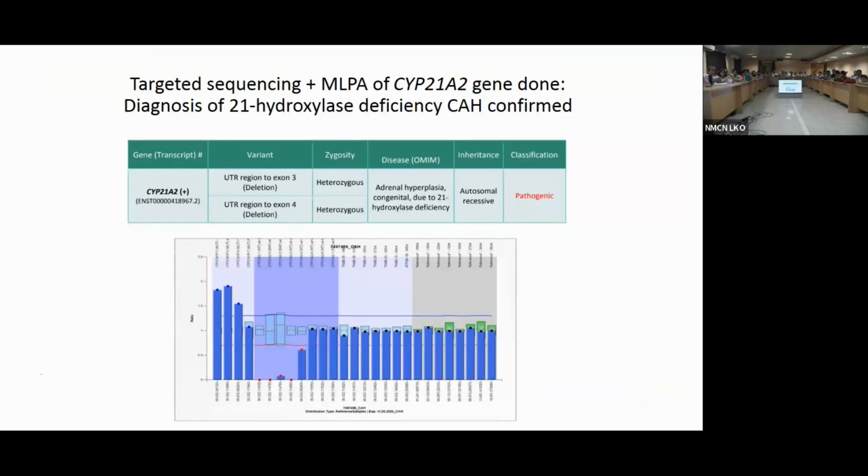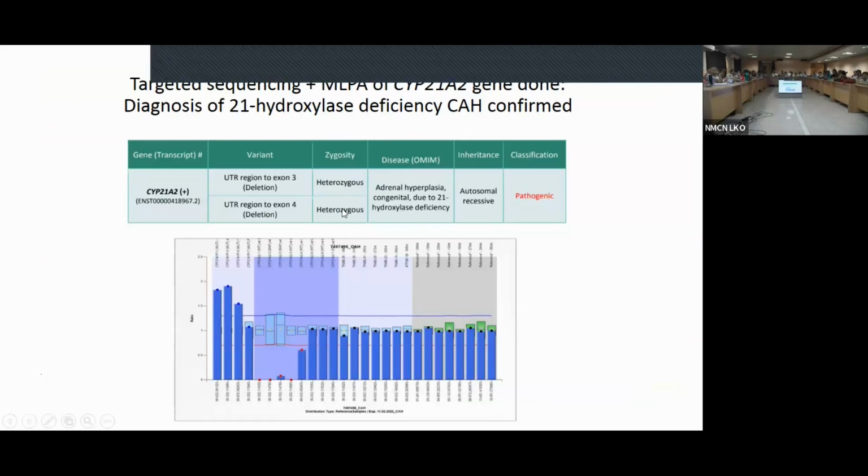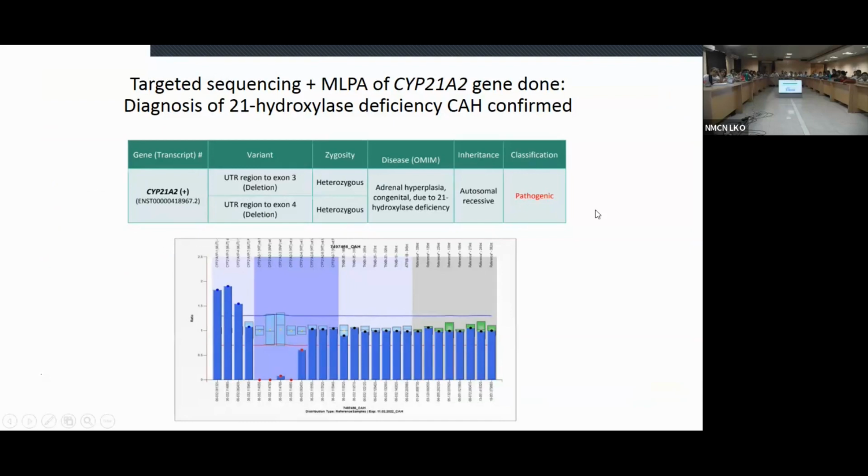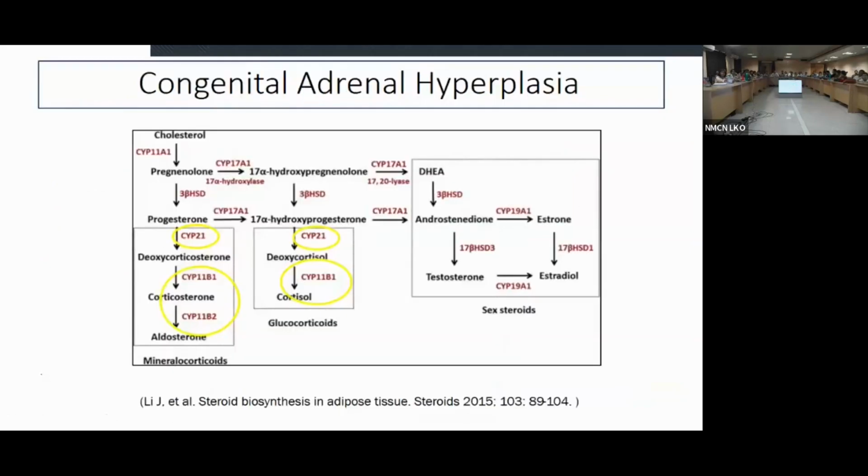And what we would do here, and I'll tell you why later, we would do a targeted sequencing plus MLPA, multiplex ligation-dependent probe amplification study of the CYP21A2 gene. And by doing that, we did find that the child had compound heterozygous variants in the CYP21A2 gene, two pathogenic variants. And by that, we were able to confirm that this was indeed the diagnosis. So I'll come to why we do that test later, but I'll just take you back to this pathway to understand what happens.